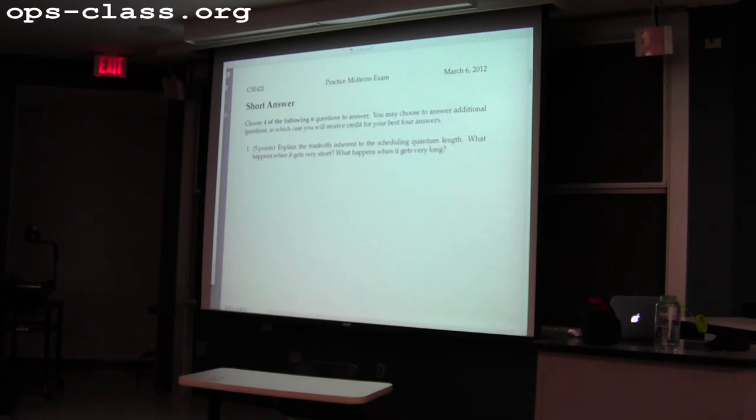All right, who wants to take a stab at the question? What's the trade-off inherent in scheduling quantum length? Okay, how about this? Who wants to talk about what happens when it gets really short, right? Context switch overhead means what? Efficiency is low. Why? You have to save more states per process. No, tell me why though. I mean, you guys are on the right track. You mentioned some of the right things, right?